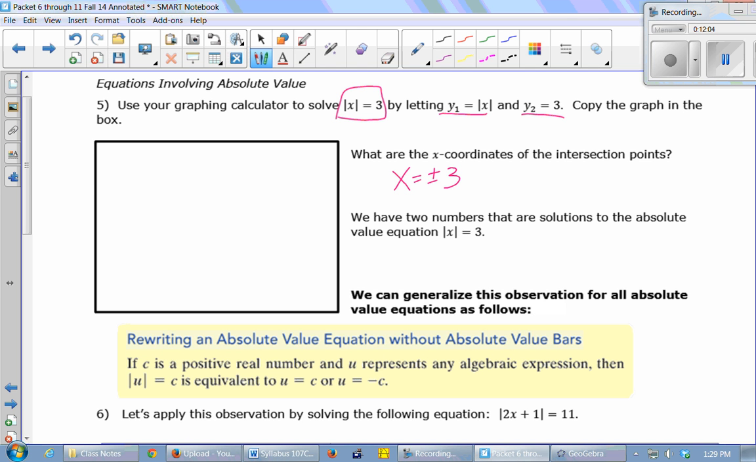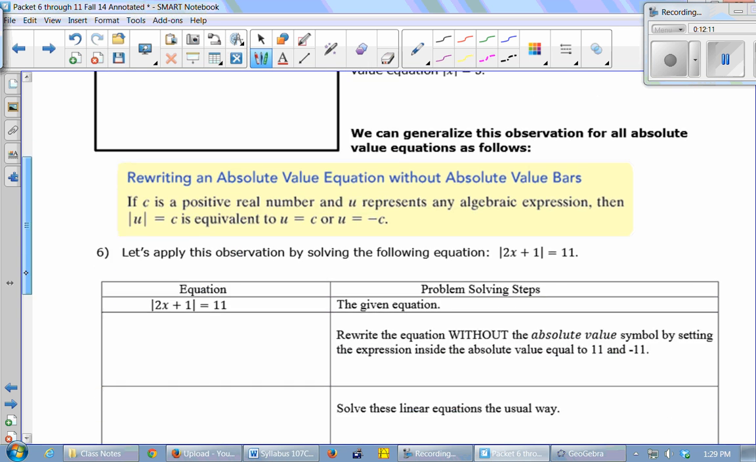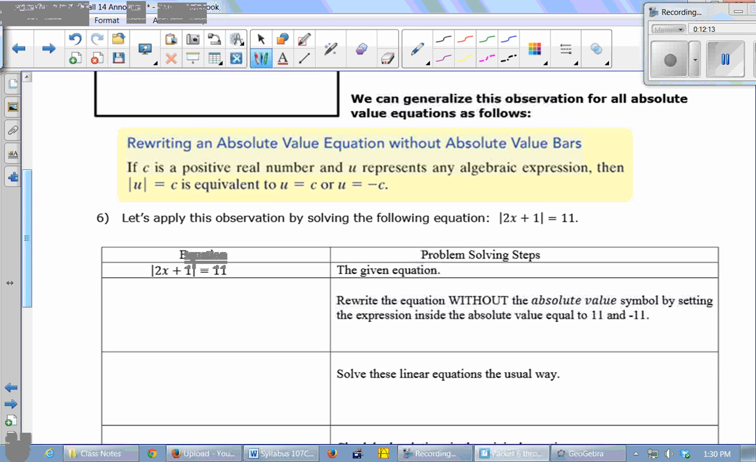to absolute value of anything, not just a plain old x, right? Generalize this observation for all absolute value equations. If you have the absolute value of some stuff equal to c, you can set your stuff equal to c or to negative c.